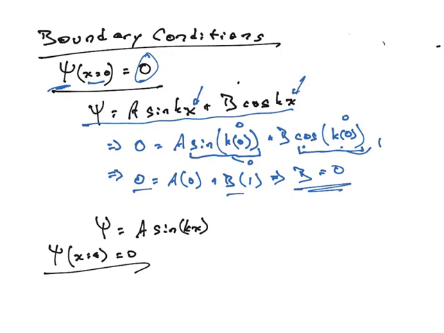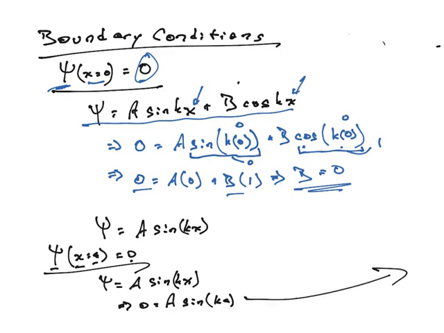All right, well, let's just plug it in. We have psi is equal to a sine kx. And again, now everywhere I see an x, I'm going to plug in an a. Everywhere I see a psi, I'm going to plug in a 0. So we have 0 equals a sine k times a. Let's go to the next page with this. 0 equals a sine of k times a.